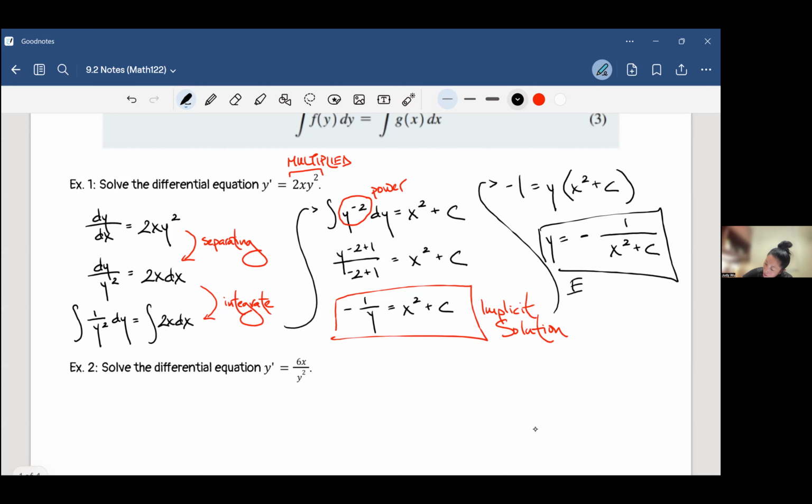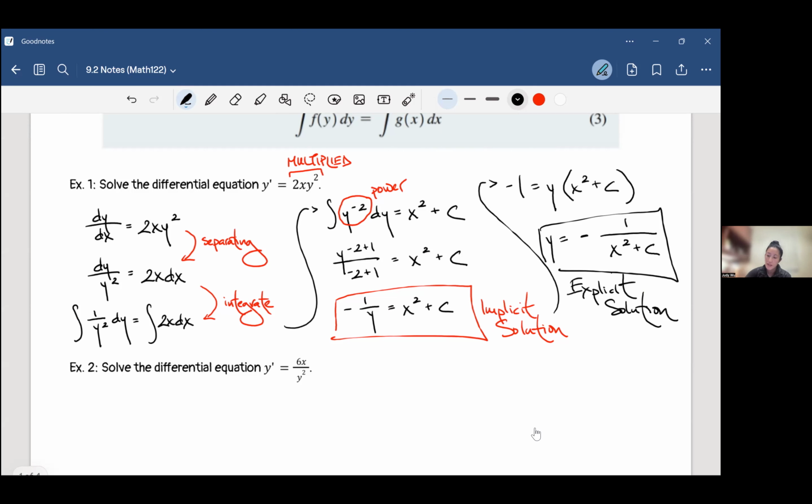This is what we would call an explicit solution. Okay, so we have implicit solutions, we have explicit solutions. They're both solutions, just one of them, that explicit one, is just y equals already for us.